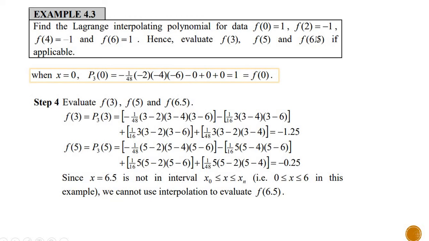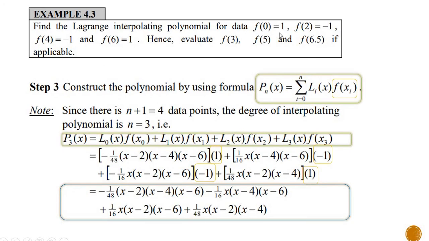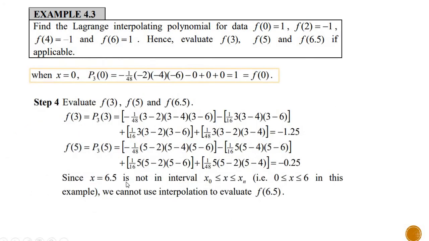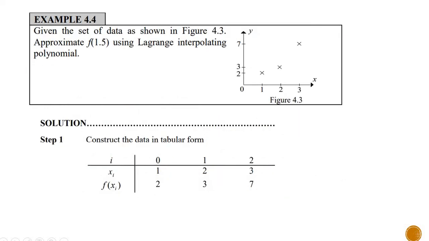The last x value is 6.5. If you refer back to the data, you can see that the range of x is only from 0 to 6, meaning that if it exceeds the range, you cannot use interpolation to find a missing value. So for 6.5, it is not in the interval. So in this example, we cannot use interpolation to evaluate f6.5. So we will go to the next example.